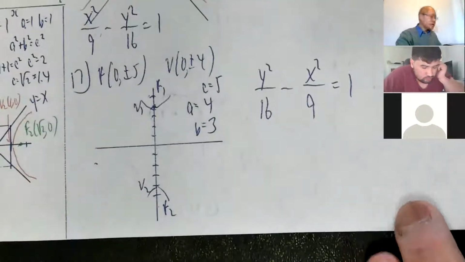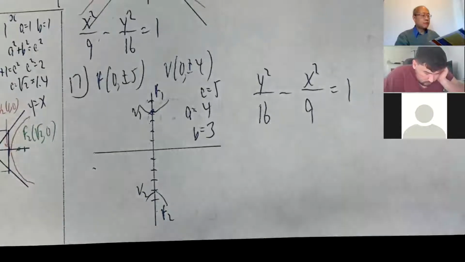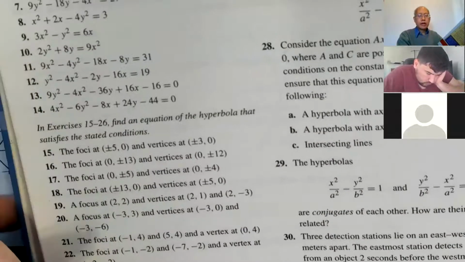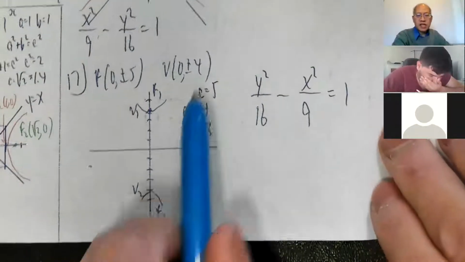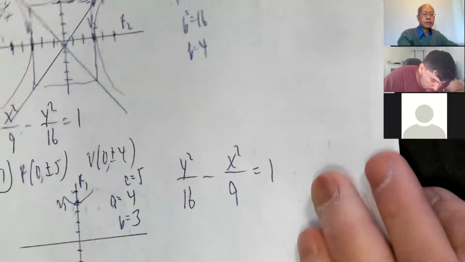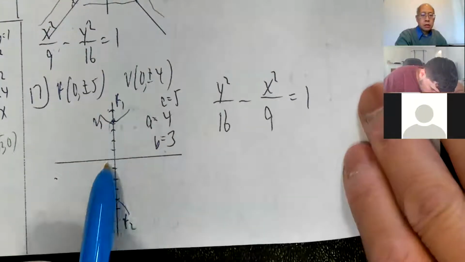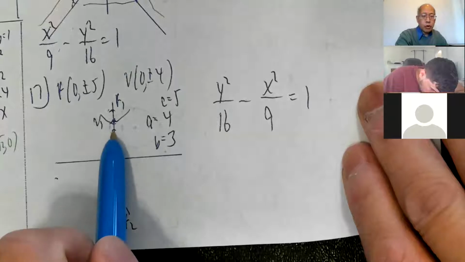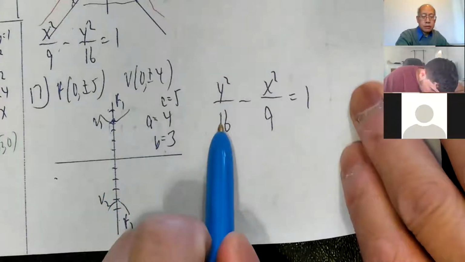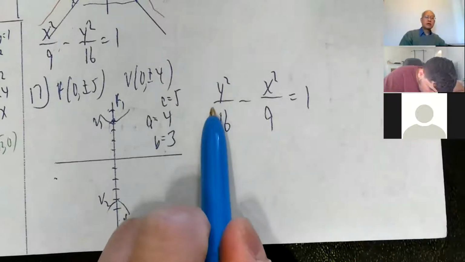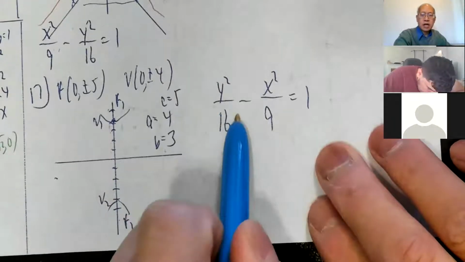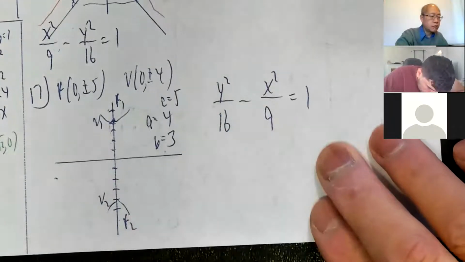Okay. In this case, I'm not going to draw the rest of the problem because it only asks for the equation. That's all I'm going to give them. I'm not going to do the rest of the graph. c is 5. a is 4. Okay, we just did that. b is 3. It's 3, 4, 5. The algebra is exactly the same. Up and down was 4. That means 16 goes here. Left and right is 3. That means 9 goes here. That's all there is to it. The equation is y squared over 16 minus x squared over 9 is equal to 1.